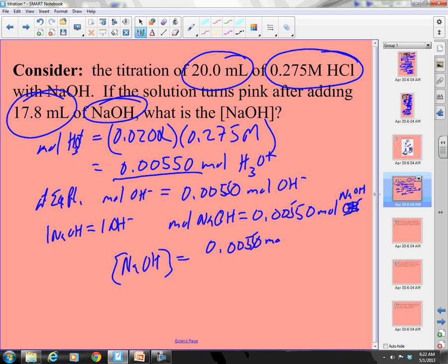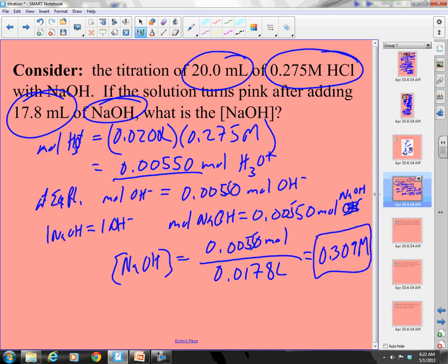0.00550 moles divided by volume, 0.0178 liters. It looks like we have 0.309 molar sodium hydroxide. Cool. Piece of cake, right? Great.